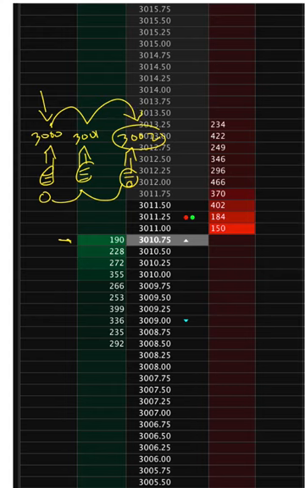That's what flatten means. So don't necessarily think that when you press flatten you're going to get out at that exact number. They're going to put you in at the next available price.